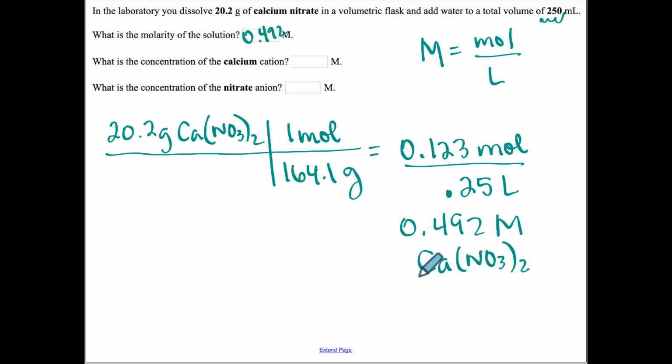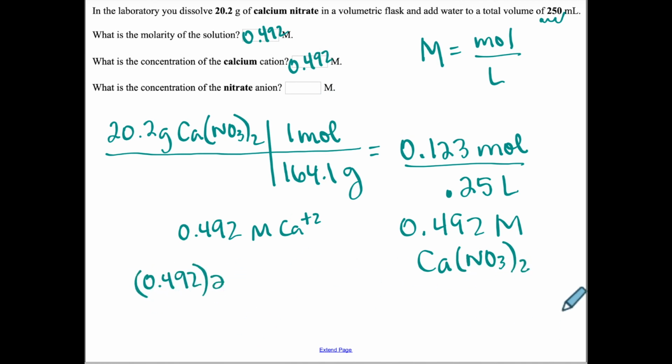Now, every 1 mole of calcium nitrate has 1 mole of calcium and 2 moles of nitrate. So we would have to take 0.492 times 1 to get calcium's molarity. So 0.492 would also go here. And then we would have to take 0.492 times 2, because there are 2 moles of nitrate for every 1 mole of calcium, and get 0.984 molar nitrate.